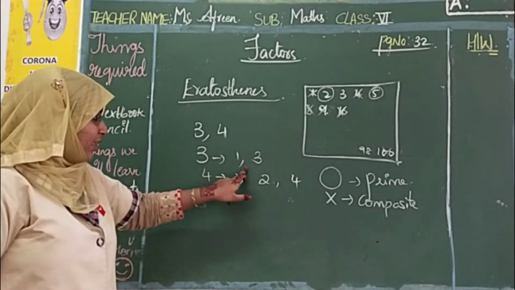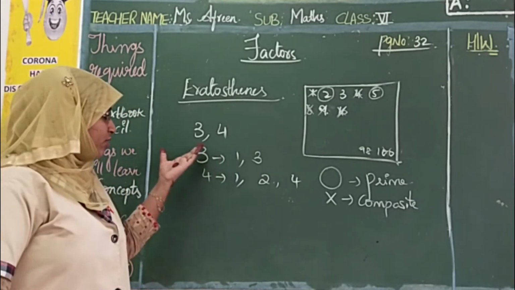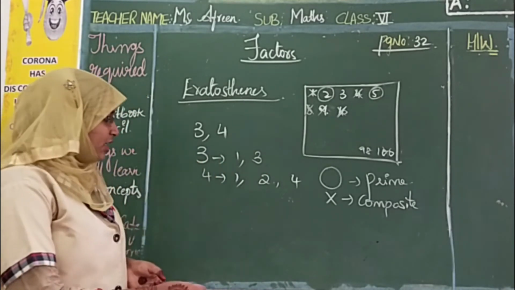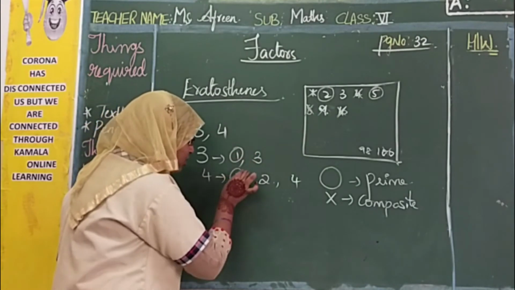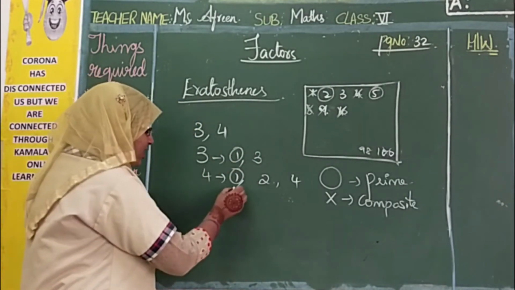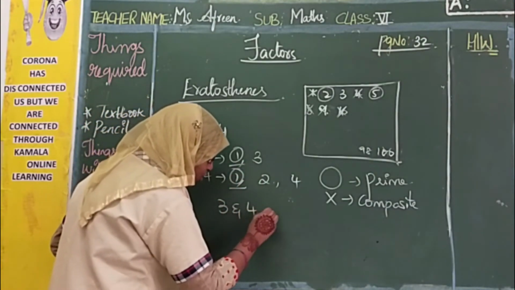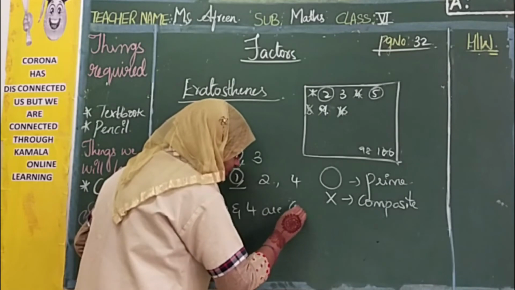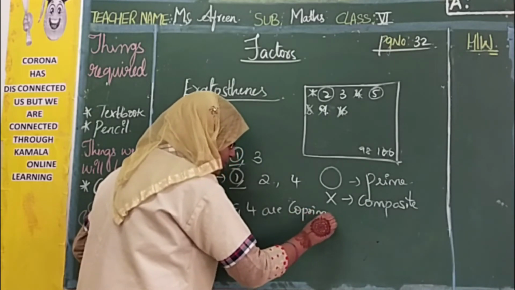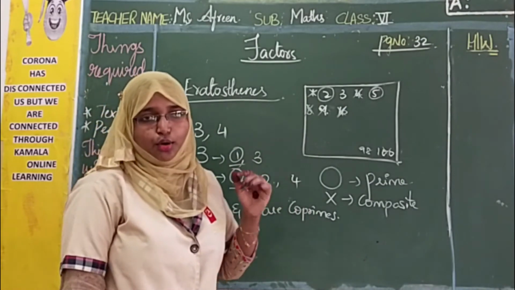So 1 and 3 are the factors of 3, and 1, 2, 4 are the factors of 4. Now what is common here? Yes, 1 is common in both the numbers. 1 is the common factor. As 1 is the common factor, both 3 and 4 are called co-primes.